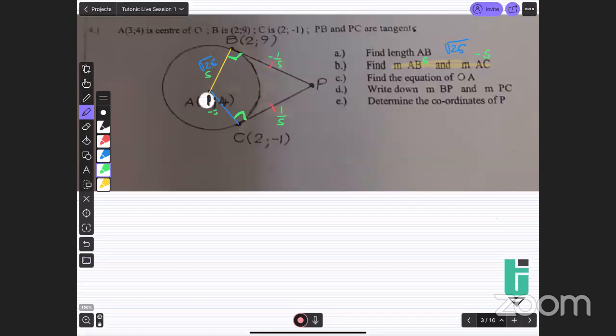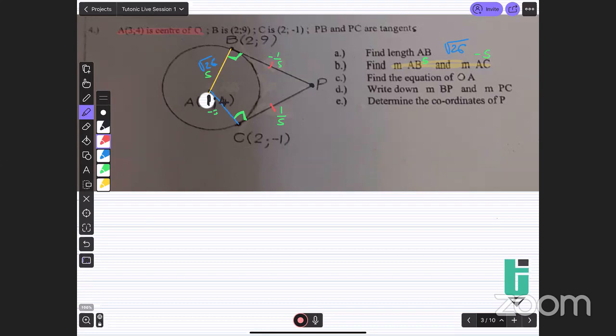A is the center of O, so how can there be an equation of OA? It says A is the center of O, so where's O? It's just the name of the circle. So they can't. Maybe they meant to find the equation of the circle.